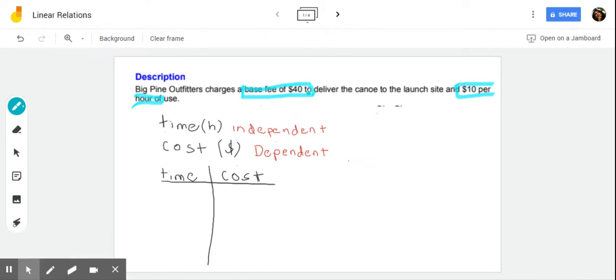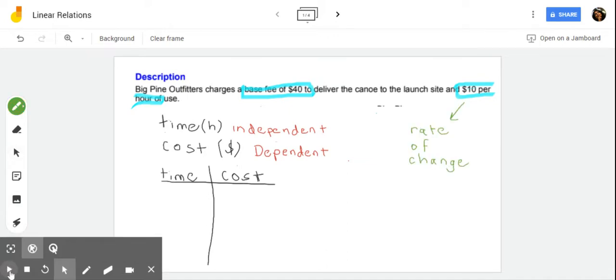We have a base fee of $40, and then for every hour we use the canoe, we're paying an additional $10. So this is $10 per hour. Hopefully you can recognize that, hey, that's a rate of change. So our rate of change is $10 per hour. And this base fee of 40, that's just the initial cost. So initially, when our time is 0, we have to pay $40.